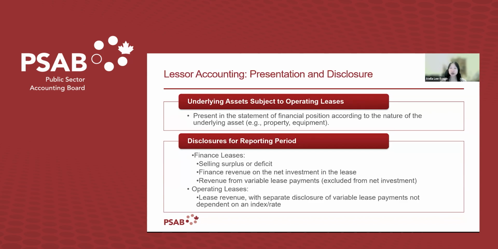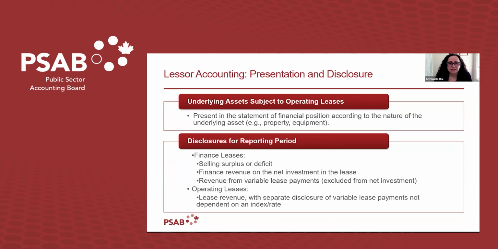IPSAS 43 requires the lessor to disclose the following amounts for the reporting period. For finance leases, these include the following: selling surplus or deficit, finance revenue on the net investment in the lease, and revenue relating to variable lease payments not included in the measurement of the net investment in the lease. For operating leases, lease revenue, separately disclosing revenue relating to variable lease payments that do not depend on an index or rate, must be disclosed. A lessor may need to disclose additional qualitative and quantitative information about its leasing activities necessary to meet the disclosure objectives.